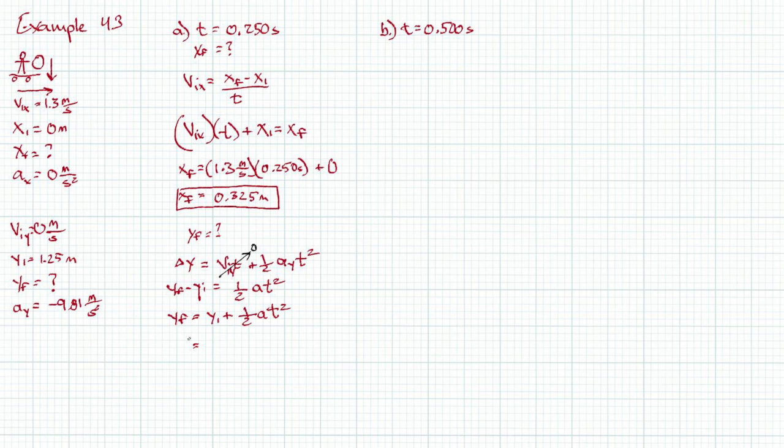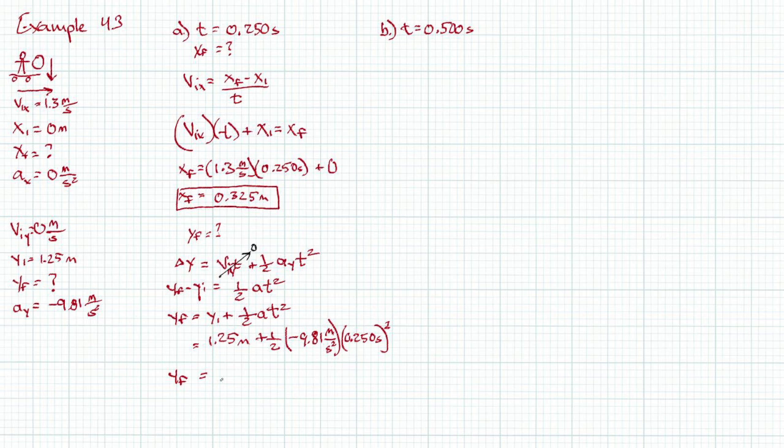What's our y initial? That's 1.25 meters plus 1/2, you can put 0.5 if you want, times acceleration, which in the y direction is negative 9.81 meters per second squared, times time squared. And again, in this case, time is 0.250 seconds, squared. That will give us an answer for y final.